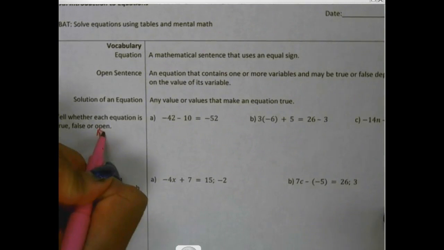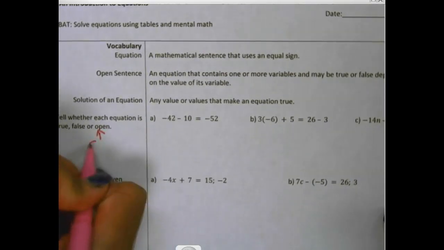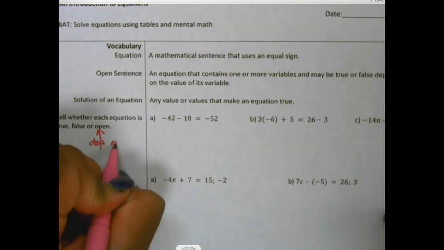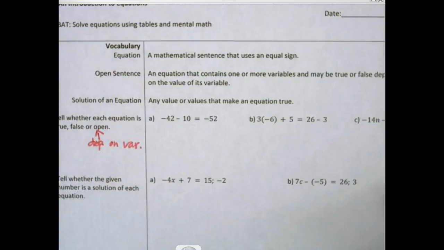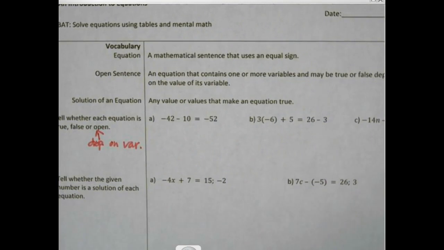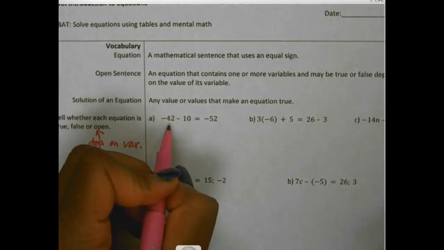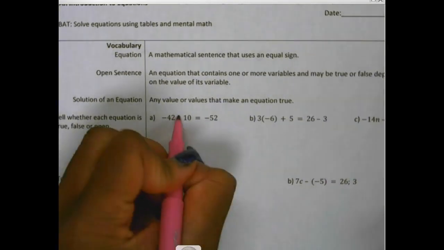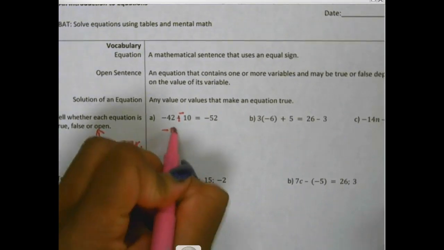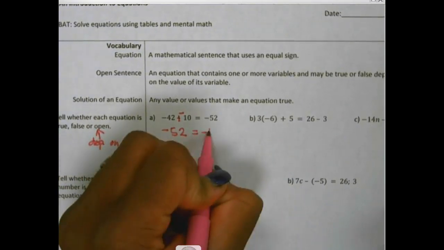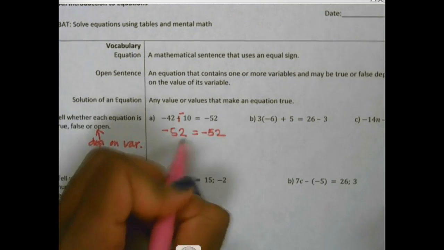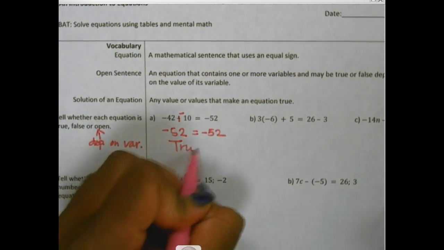Open could be either one, but it depends on the variable. Either one could be, but it depends on their variable. Okay, so let's simplify on this left side. I will add the opposite here and get negative 52. Does that equal negative 52? Every day, all day. So this is true.